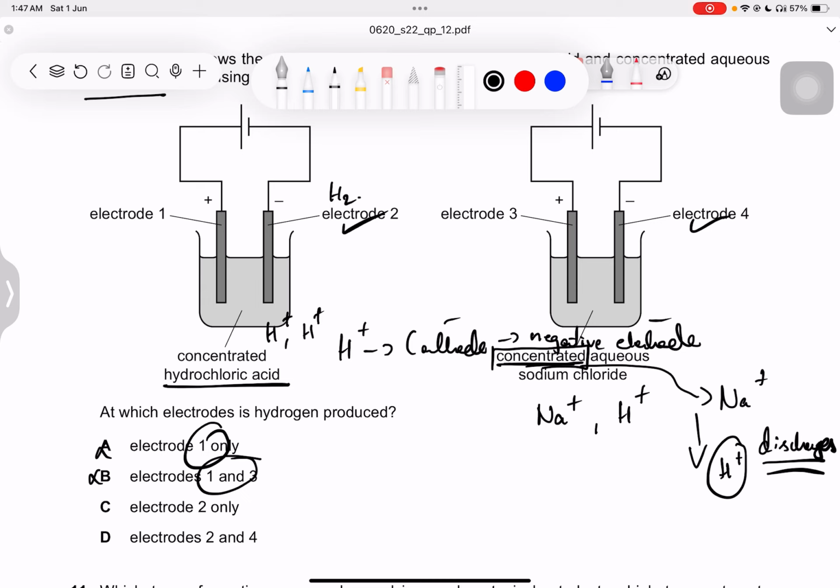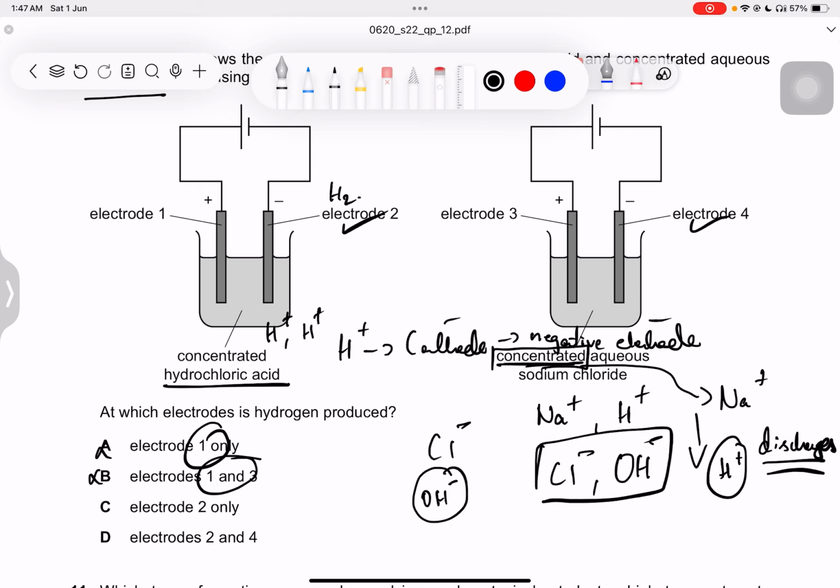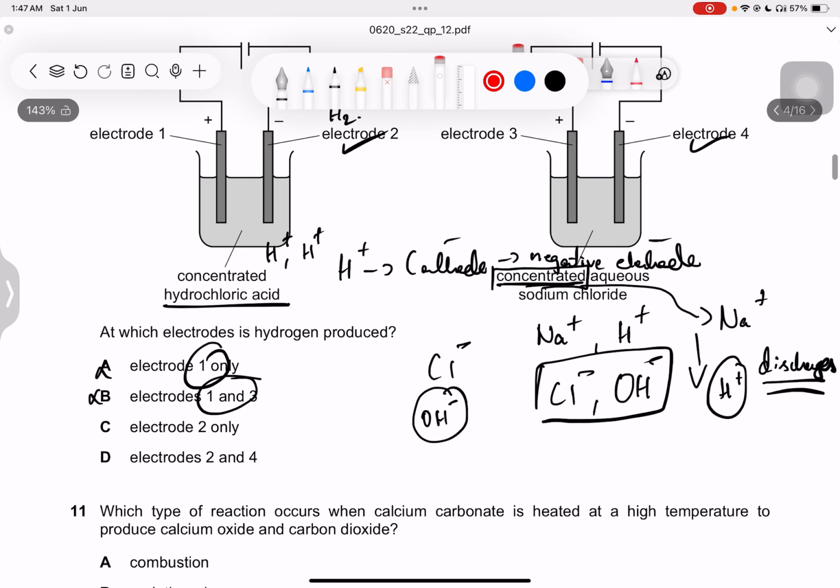However, if we were considering the anions of chloride and hydroxide, then originally, according to the reactivity series, OH minus is given the preference. But because the sodium chloride is concentrated, we would give preference to the Cl minus, if we were talking about anions, that is. So electrodes 2 and 4 for hydrogen.